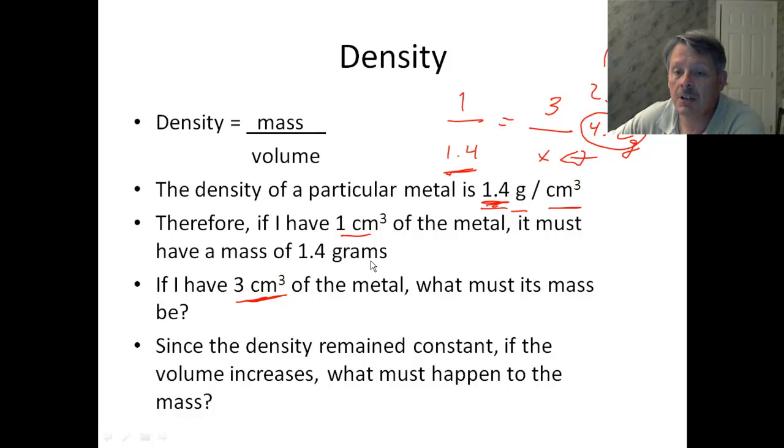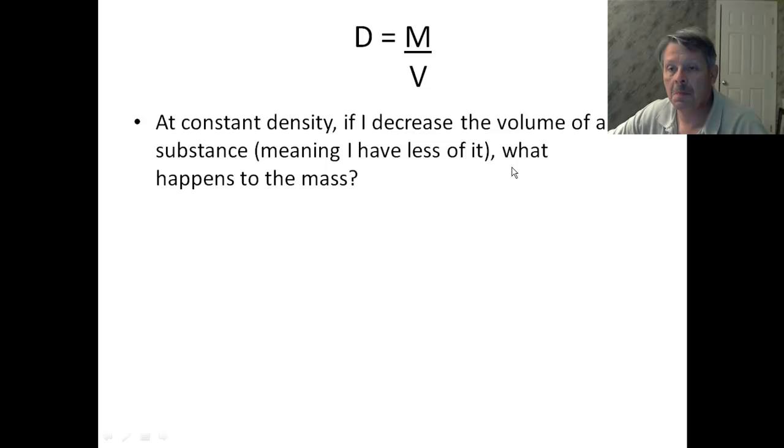Well, let's look at that. The density remained constant. Our metal always had a density of 1.4 grams per cubic centimeter. So the volume increased, and hence the mass increased. If the volume increases, the mass increases. Okay. Now, at a constant density, if I decrease the volume, meaning I have less of it, what happens to the mass?